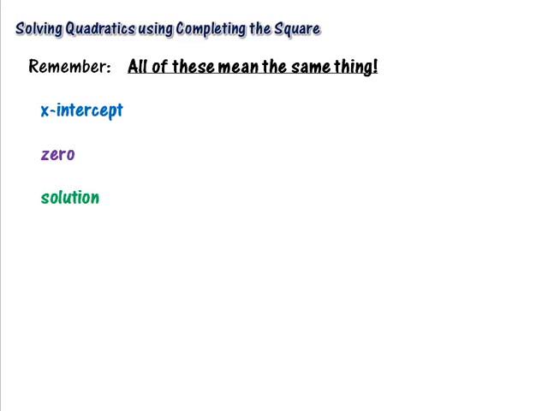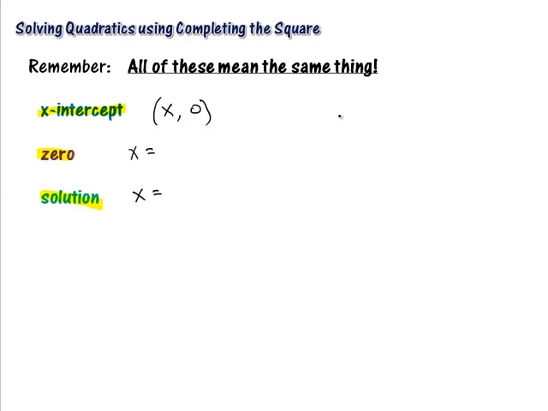I want you to remember that all of these terms that are on your screen currently mean the same thing: x-intercept, zero, and solution. If you remember though, the x-intercept is a point on the graph, so when we write it, we have to write it as a point. And remember, the y on the x-axis is always 0, so we write it as the point (whatever the x is, 0). A zero, we're going to write in the form of just x is whatever that solution is, and also solution is x equals whatever you get on that too.